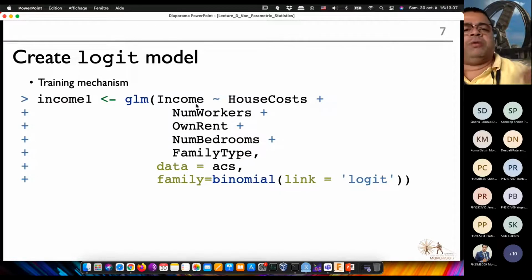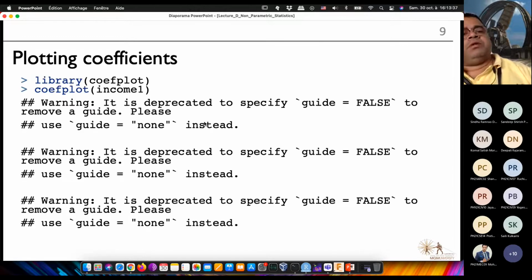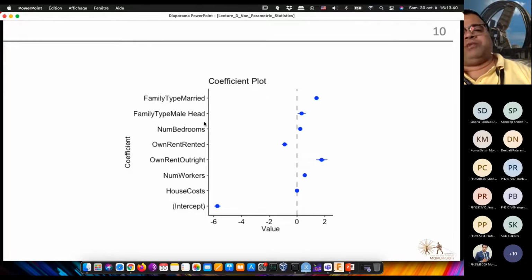I am going to give the model inputs such as house cost, number of workers, owned or rented, I'll say number of bedrooms and then family type. I'll just give all these inputs and it will come out with the output. Okay, this is what I have to do. So this is how it is trained, and in this training you will see a very good number of p-values coming. It will also tell you whether your fitting is good or not. Okay, and you can also do a coefficient plot which is like this.